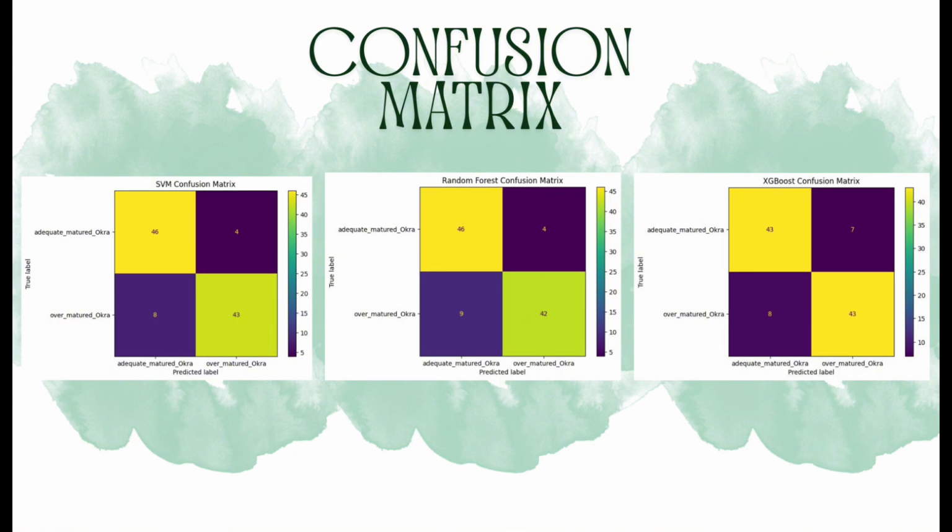It perfectly matched SVM on the matured okras, also getting 46 correct. And the right one is XGBoost, where you will notice that the top left yellow box is a bit darker, so it only caught 43 overripe ones. So by comparing these matrices side by side, it is easy to see the winning pattern, which is SVM has the highest values in the bright yellow diagonal boxes, which makes it the most reliable model to separate the good okra from the bad okra.